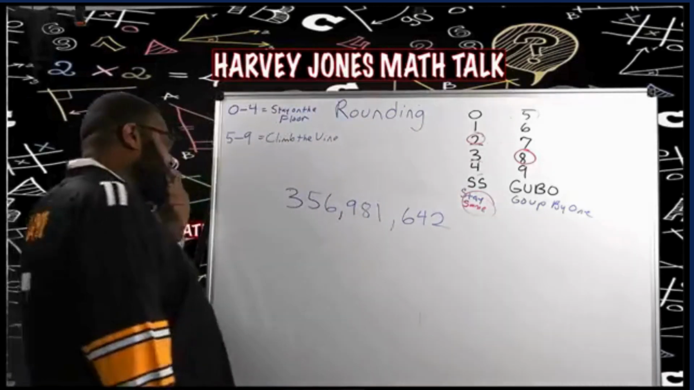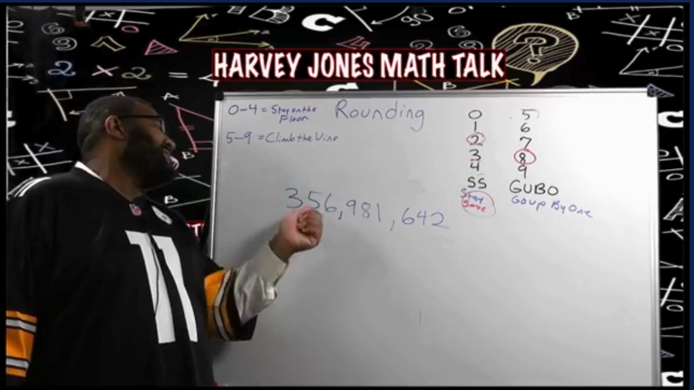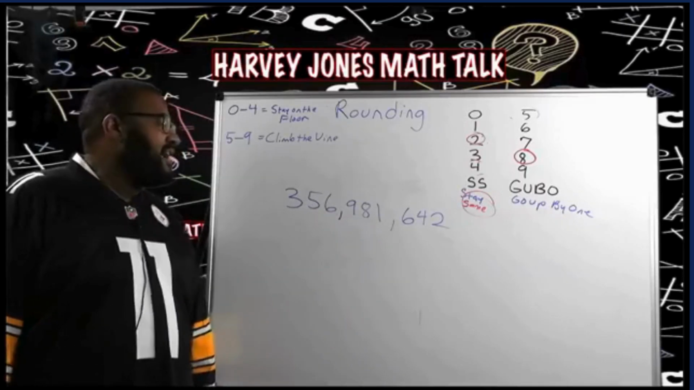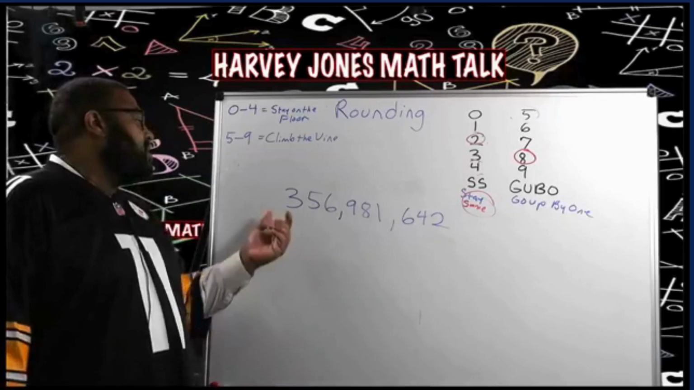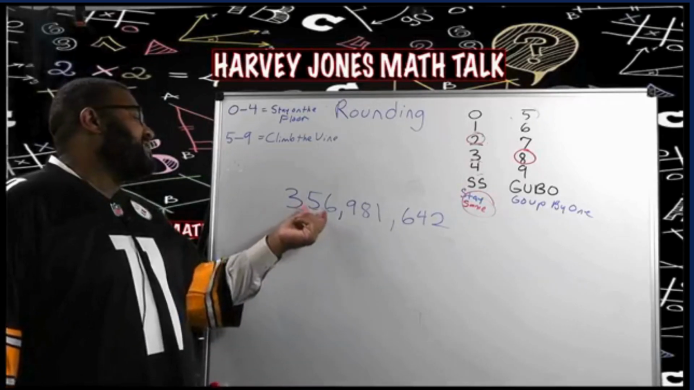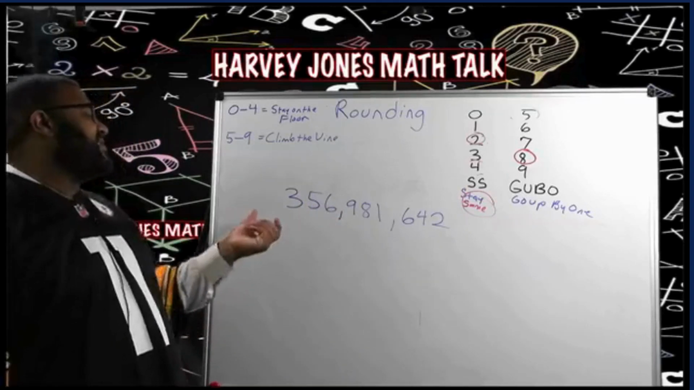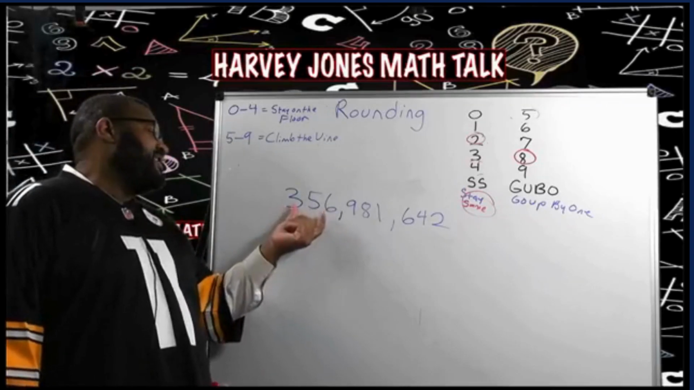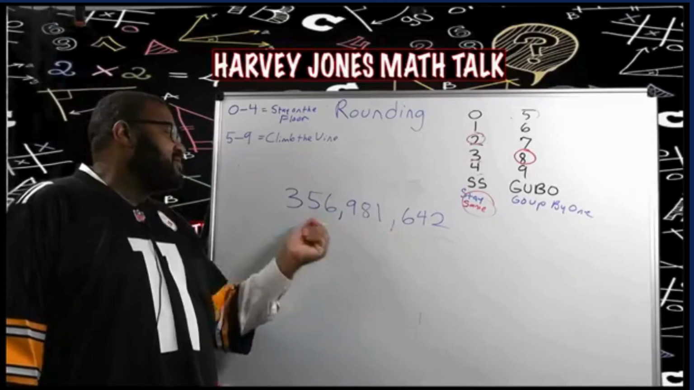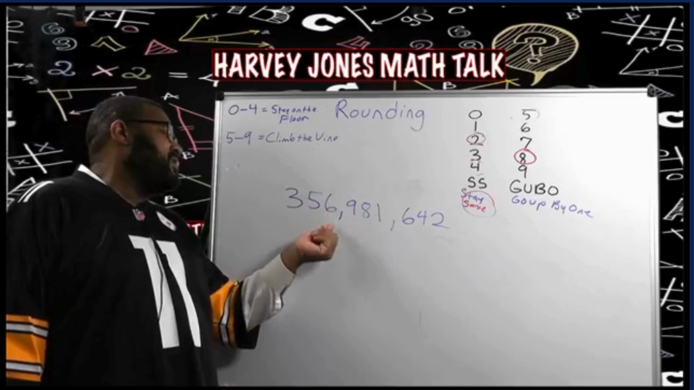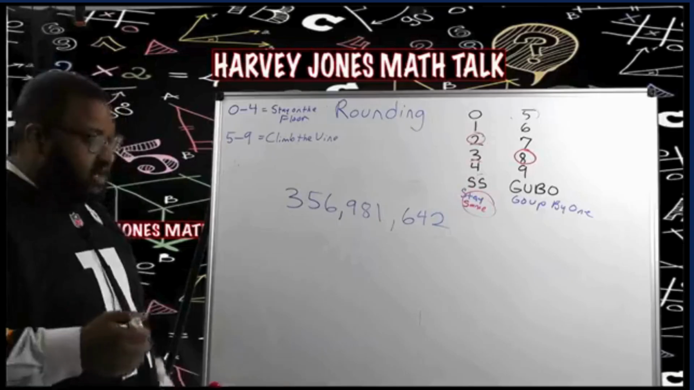All right, I got another one in the millions. 356,981,642. 356 million. Okay? When you're reading your place value, please understand you have to say it in a group of threes. This first comma is a million. This second comma is the thousands. 356,981,642.